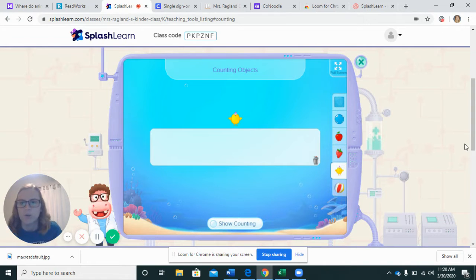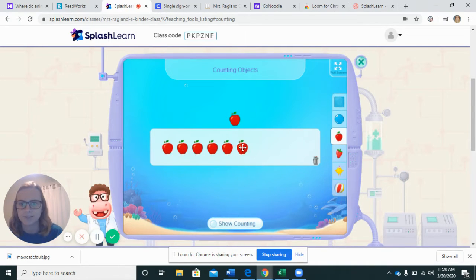Make sure that at the top of your paper you have the word subtraction. The first problem we're going to do is we're going to have 10 objects in front of us. That's 1, 2, 3, 4, 5, 6, 7, 8, 9, 10. Those are 10 apples that I have on my screen. And if you're using objects, you should have 10 objects in front of you.